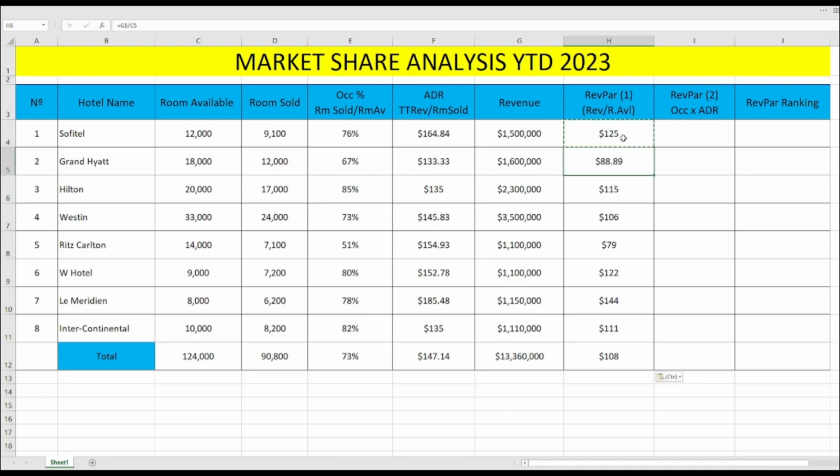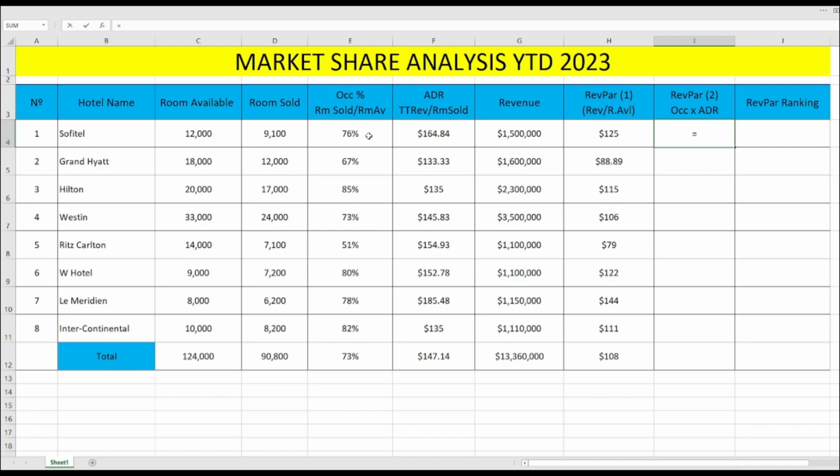So this is the first way of calculating RevPAR. Let's do the second way. So the second way is very simple. We take the occupancy multiplied by ADR. Okay, let's see whether it's having the same result as the first way.